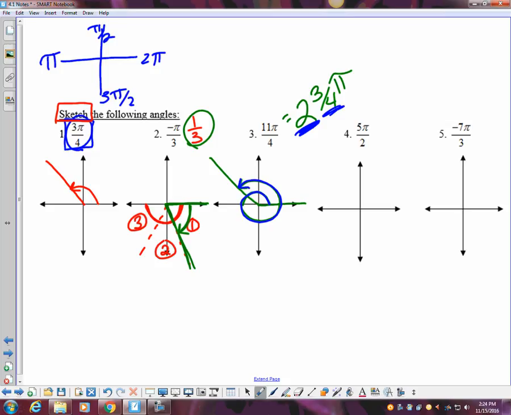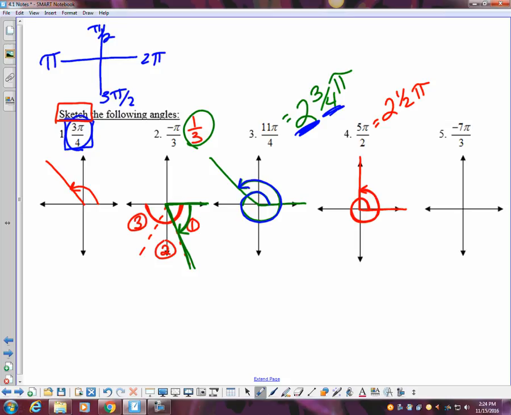Okay, let's look at number 4. So how many pi's is that? Well, that divides up. That goes 2 1/2 pi's. Okay, so here I go. Starting here. There's 1. There's 2. And there's half of the next one. So it ends due north. Again, 1 pi, 2 pi, and then half of the next pi.